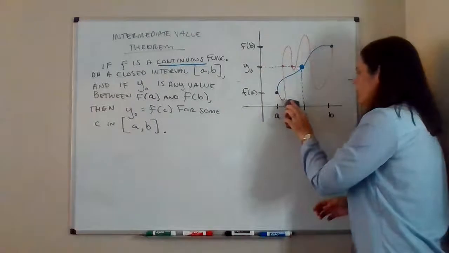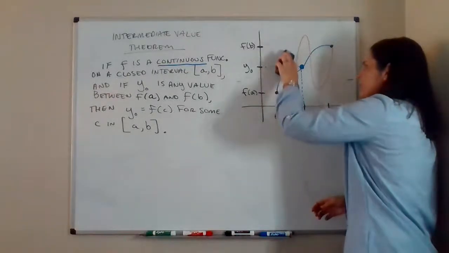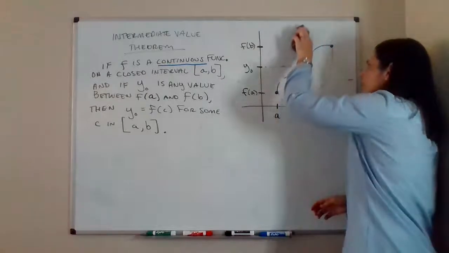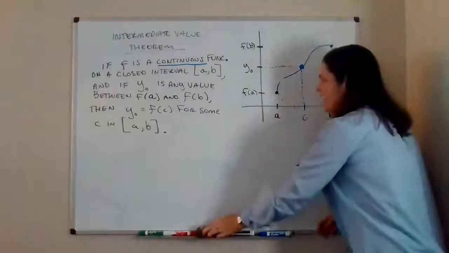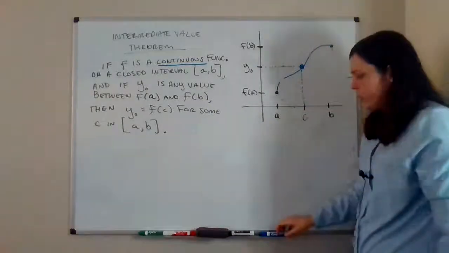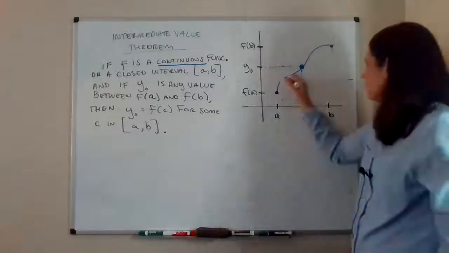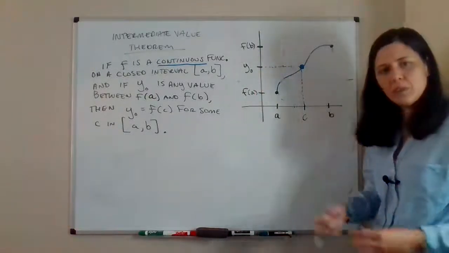Let's get rid of some of that though. The idea is you can just scribble whatever you want here, using the vertical line test to draw a function. That's what this theorem is saying. There's some point in between, because you didn't pick up your pencil, that corresponds from this y value to this x value. And that's what it is.